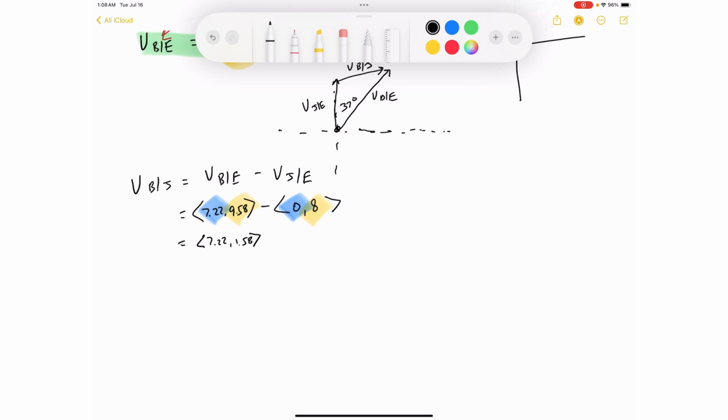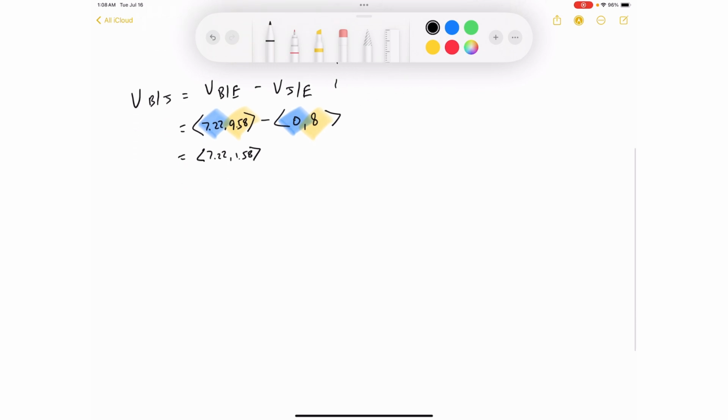Okay, so now I know this vector, the velocity of the ball relative to Juan. I know its coordinate components, but I don't know its actual angle, and I don't know how fast it is, or its velocity. Great, so let's figure that out.